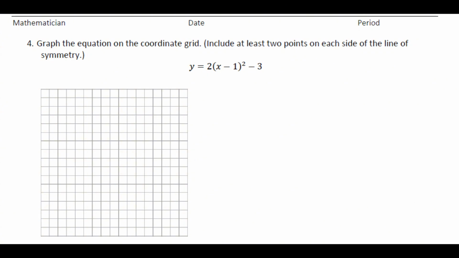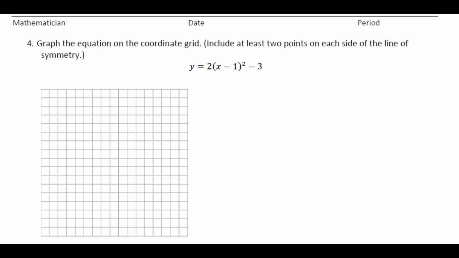Alrighty, now we're on to question 4, and question 4 is asking us to graph this equation on the coordinate grid, and we have to include at least 2 points on each side of the line of symmetry. So we know that our line of symmetry is going to be located at our vertex point. And since we can see that this is a vertex form equation, we can easily find the coordinates to our vertex point.